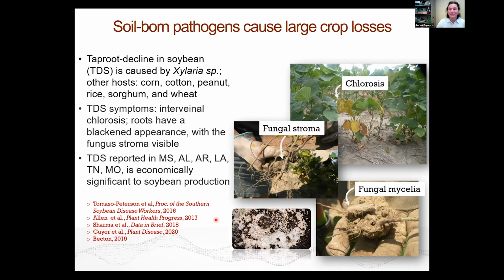So TDS, it's an emerging disease, has been reported not only in Mississippi, but a lot of the southern states that are growing soybean. And it's an economically significant disease to soybean production. And I want to acknowledge here the work that has been done at Mississippi State by research faculty and extension faculty on this pathogen and characterizing this disease. Work done by Dr. Tomaso-Peterson, Dr. Allen, Dr. Wilkinson, and others.